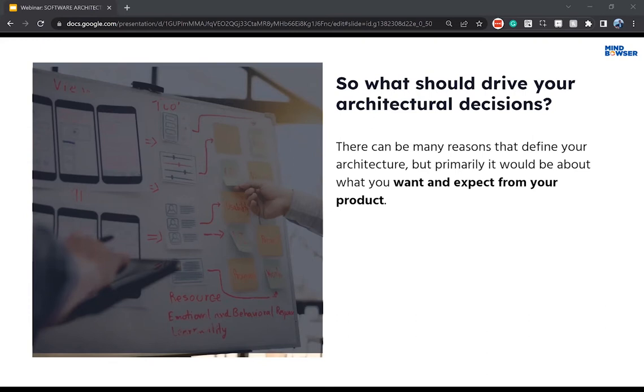What is the volume of how many users are going to access the application? So the total user base. For example, if the product or application is going to launch newly in the market.